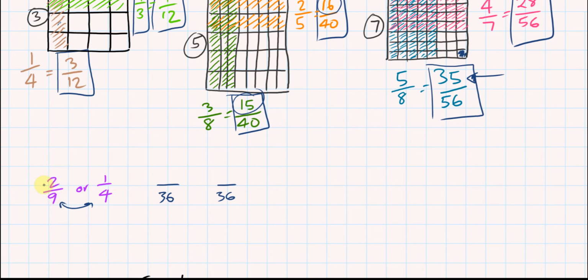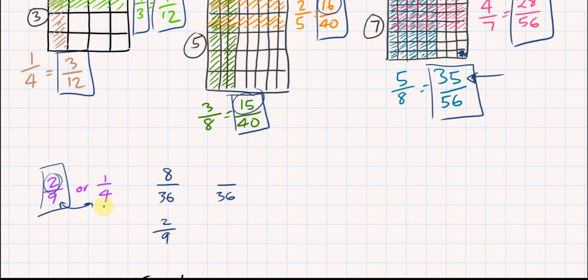So this one here, this fraction, 2/9, what I did was I multiplied that 9, the denominator, by 4, which means I also need to multiply this 2, the numerator, by 4 also. So 2/9 is the same as 8/36.